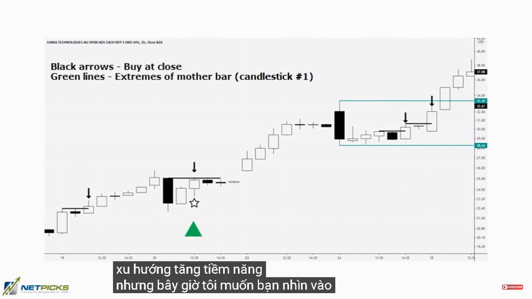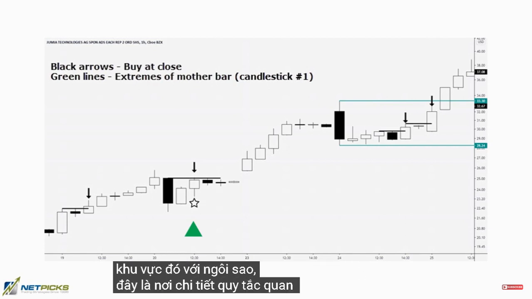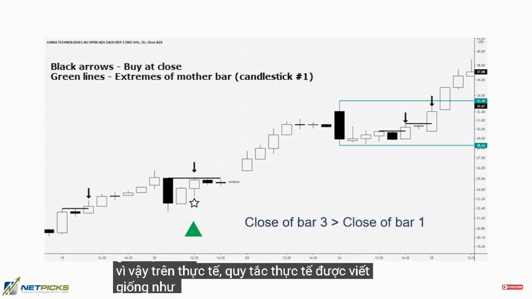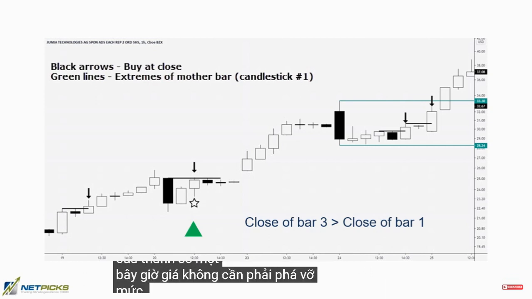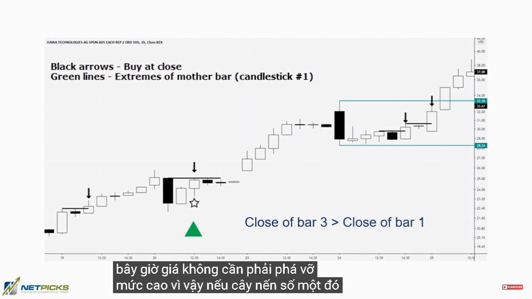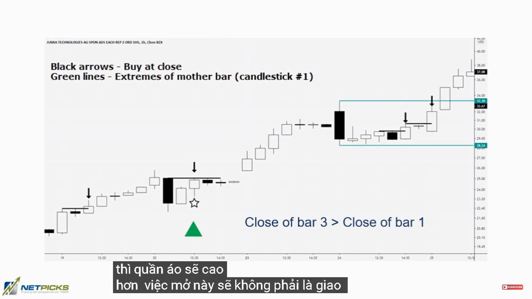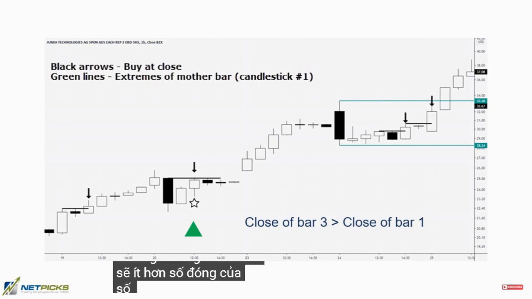But now I want you to take a look at that area with the star. This is where details matter. The rule is that the third bar must close at a higher price than the first bar for a long trade. In fact, the actual rule is written like this: close of bar number 3 is greater than the close of bar number 1. Price does not have to break the high. So if that candle number 1 had been green, with the close higher than the open, this would not be a trade because the close of number 3 would have been less than the close of number 1.